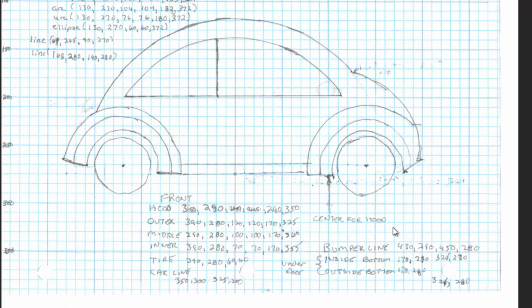And then my bumper line right here I have is 430, 290, 450, 280. And then I have my inside bottom line, this one right here, is 170, 270, 320, 270. And I have the outside or bottom line as 170, 280, 320, 280. So those are the final lines for the car.